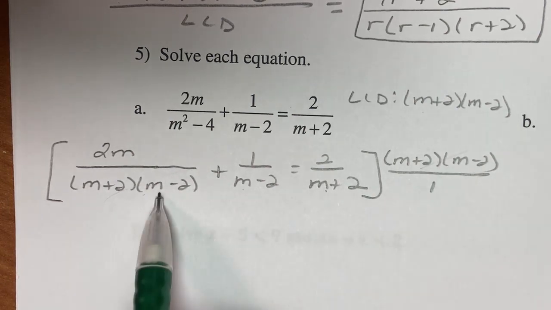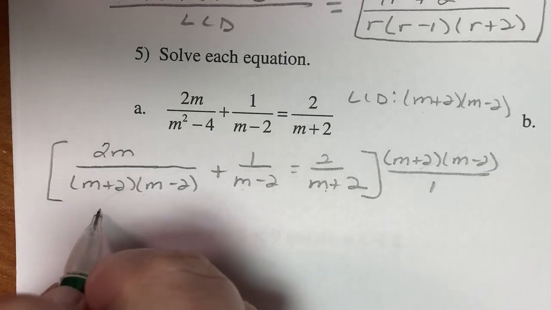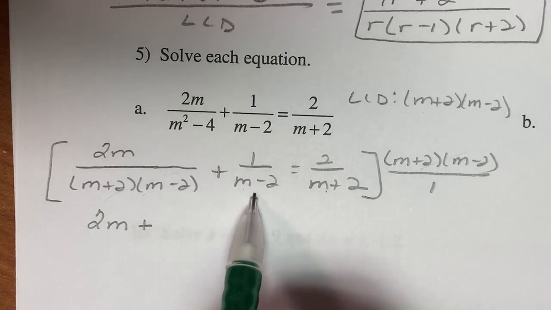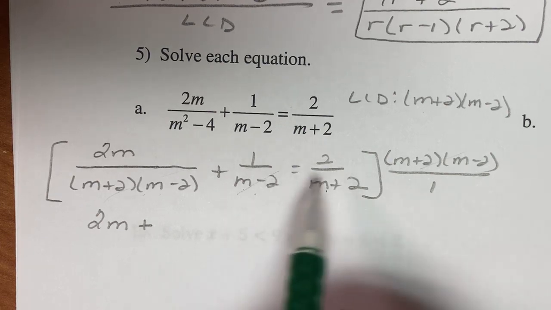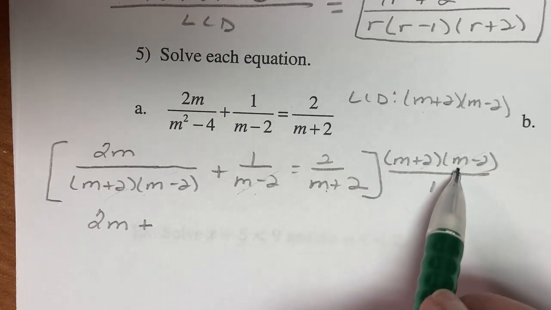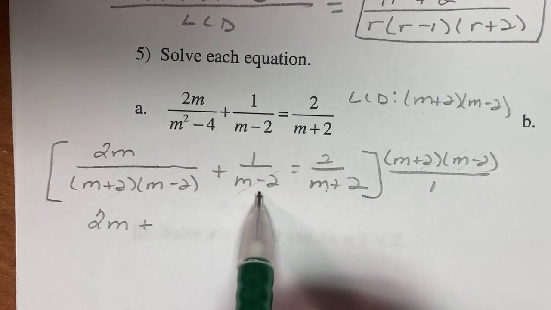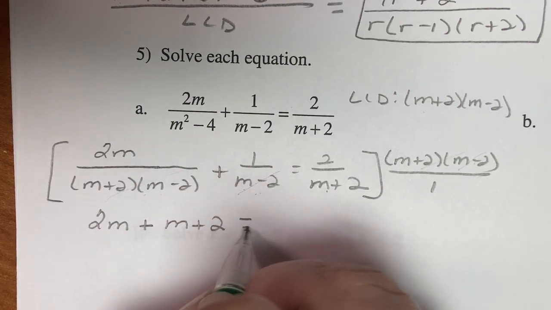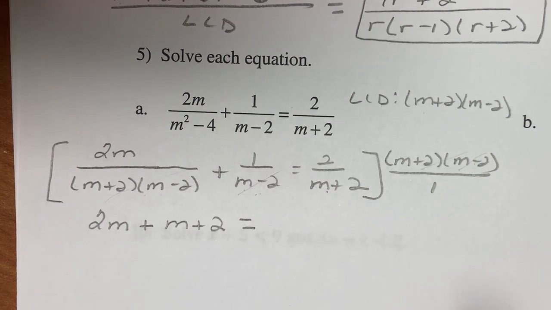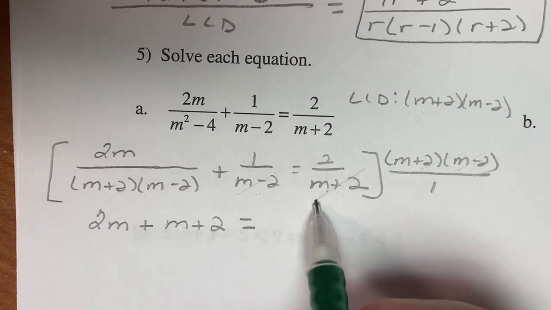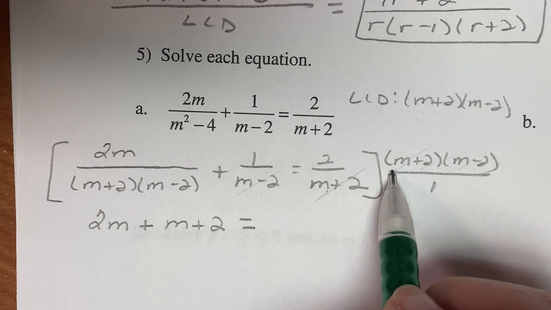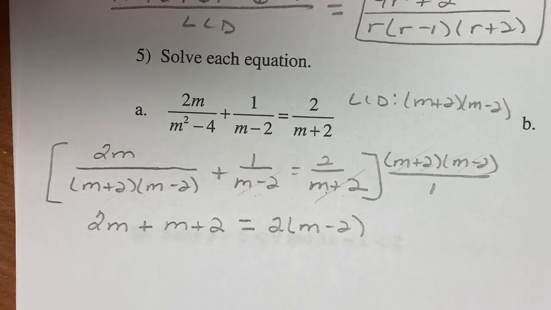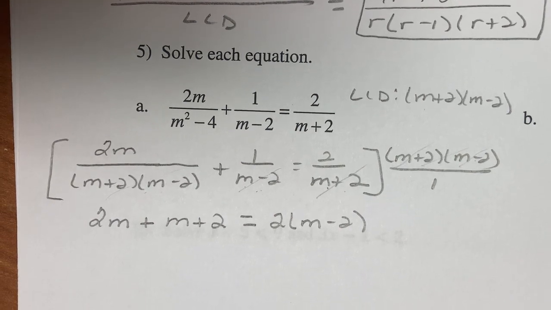This is in the top and this is in the bottom, which leaves me with simply 2m plus. If I do this fraction right here, you can see that the m minus 2's cancel. And what is that going to leave me with? Simply m plus 2. Equals, if I go to this last term, you can see the m plus 2's cancel, which will leave me with 2 times m minus 2, and you can see that the fractions are gone.